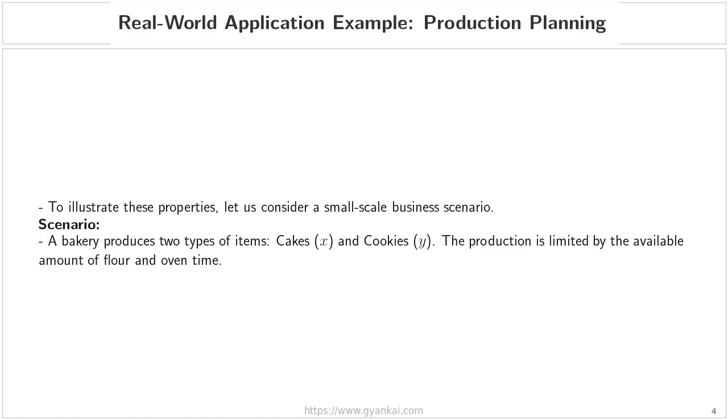Real-world application example, production planning. Now that we have established the theoretical definitions of convexity and the vertex property, let's move away from abstract math and look at a practical, real-world application. This will help you see how these properties actually guide decision-making in business. Imagine we are looking at a small-scale business scenario, a local bakery. In our scenario, the bakery produces two main items: cakes, which we will represent by the variable x, and cookies, which we will represent by the variable y.